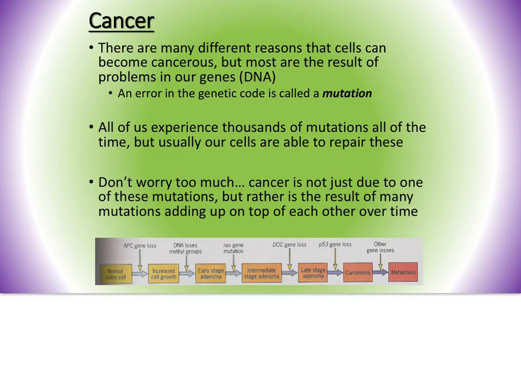Okay, so there are lots of reasons that you might get cancer, lots of different causes out there. Many of them aren't really proven, but there are some things that we know will cause cancer, particularly environmental things like UV radiation from a tanning bed or cigarette smoke. But ultimately what happens is if a cell becomes cancerous, it is because of mutations, a problem in the DNA.